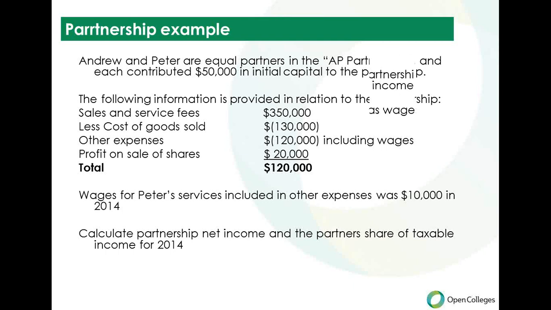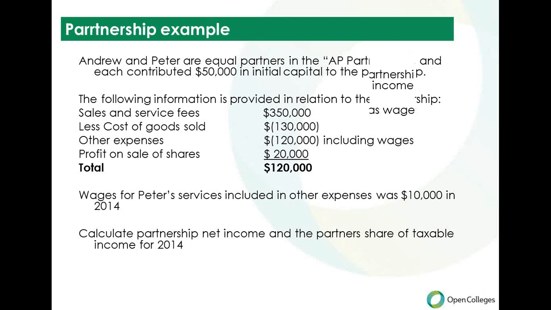So very simply, what you do is you start with the accounting profit of $120,000. So you're starting with that 120. You then remove the profit on sale of shares because a partnership never ever includes capital gains income. It goes directly to the partner's individual tax returns. Peter's wages also need to be removed, which is $10,000. The net income of the partnership then becomes $110,000.